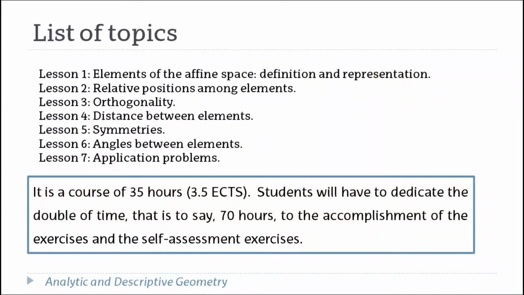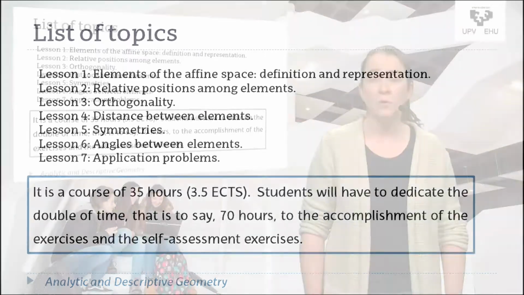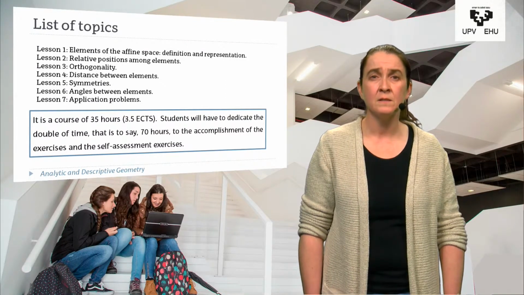Lesson 1 consists of elements of the affine space, definition and representation. Lesson 2, relative positions among elements. 3, orthogonality. 4, distance between elements. 5, symmetries. 6, angles between elements. And 7, application problems. It is a course of 35 hours.